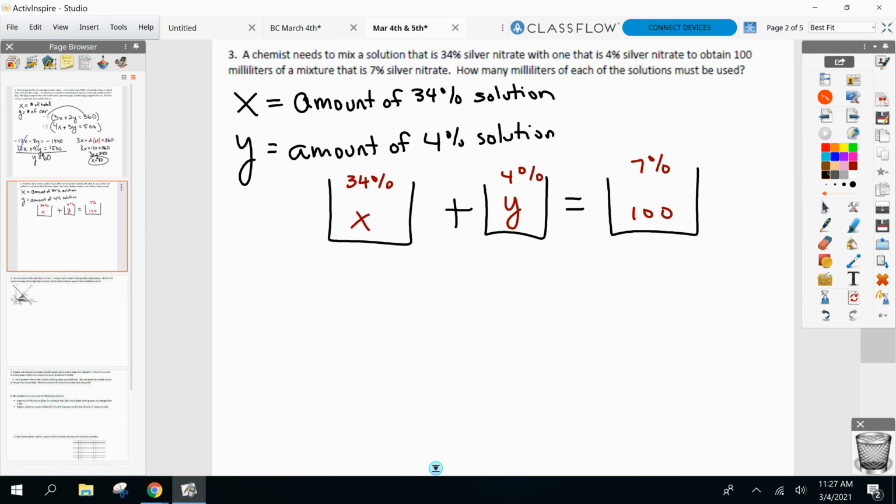All right, where do your 2 equations come from now? Hey, it's right in the bucket. Your equations are right there in the bucket. Your first one is below. X, the amount of 34, plus Y, the amount of 4. You know you need 100 milliliters total. There it is. X plus Y equals 100.